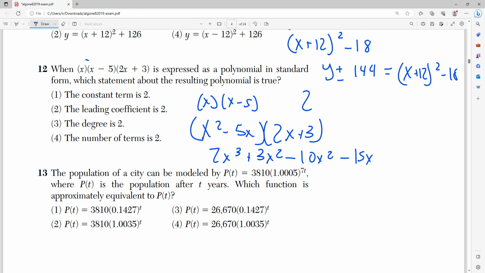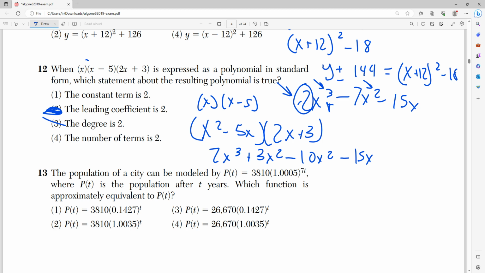And then we're going to combine like terms. So we have 2x cubed minus 7x squared minus 15x. Leading coefficient is 2. Yeah, that's it. The leading coefficient, the coefficient of the first term, and this is in standard form because it's in descending order of the power that x is raised to. The coefficient of that term is 2, right? The degree isn't 2 because it's raised to the power of 3.